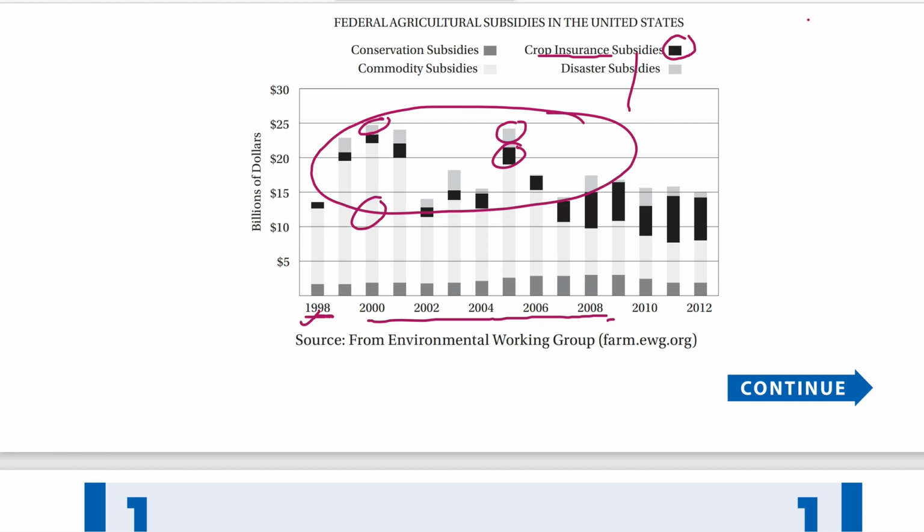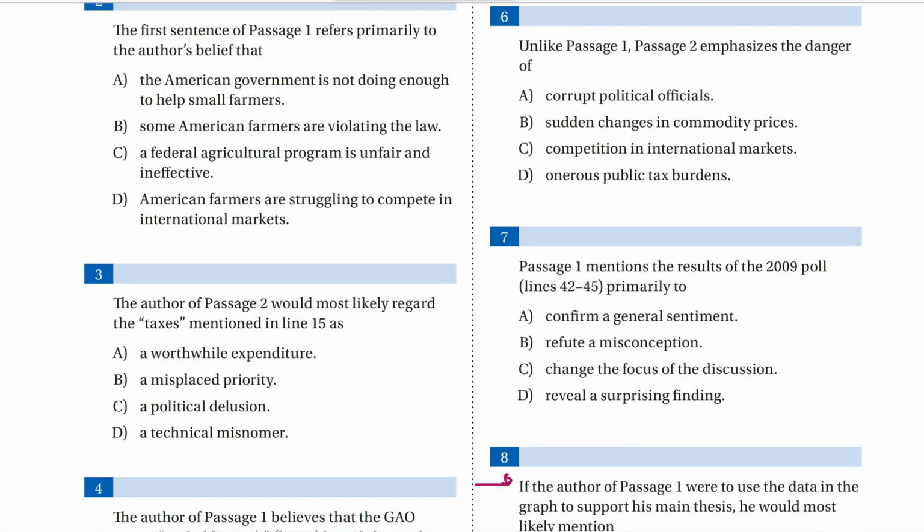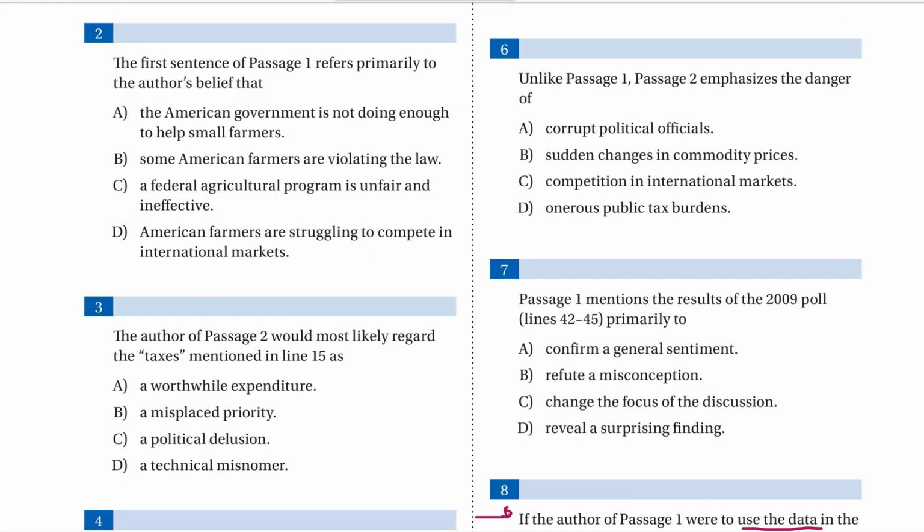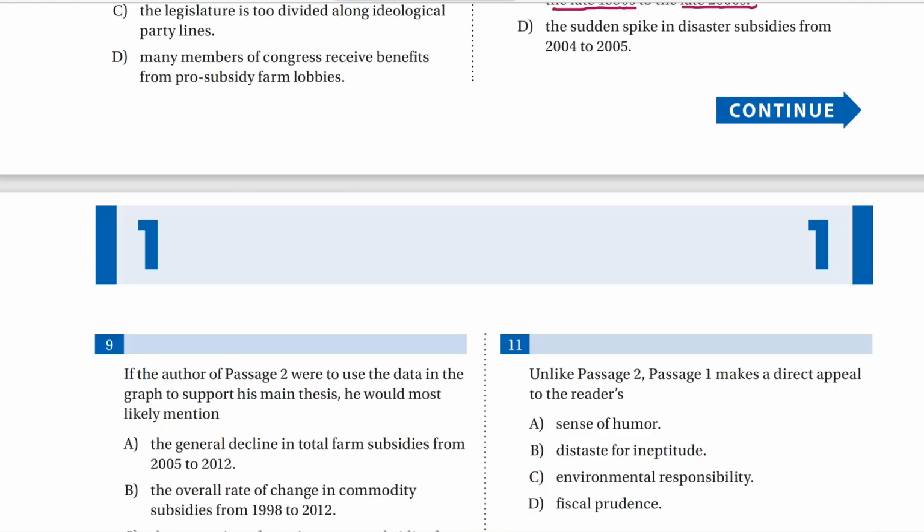What does this have to do with the main idea? The main idea tells you that the government provided every type of subsidies: conservation subsidies, commodity subsidies, crop insurance subsidies, disaster subsidies. There was a kind of increase, according to the main idea. Hopefully you understand.